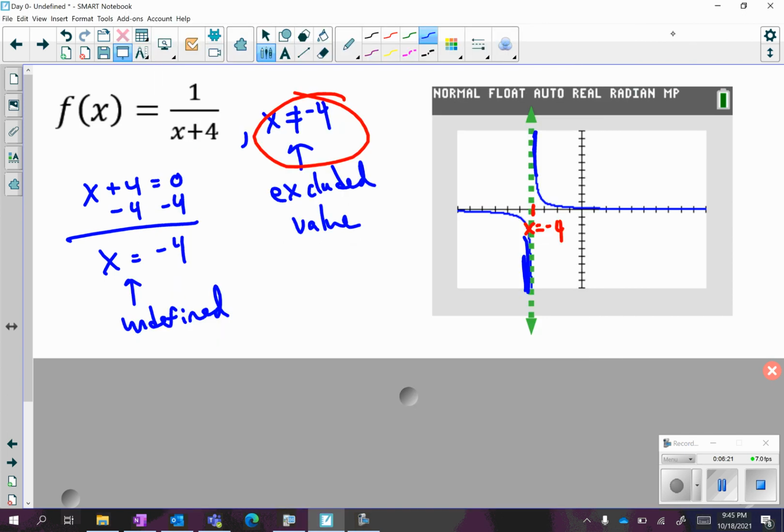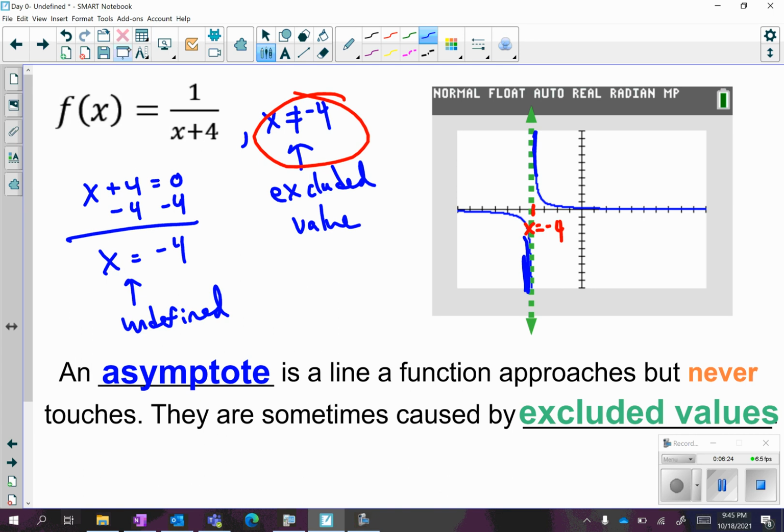So you can copy your notes. An asymptote is a line a function approaches but never actually touches. They are sometimes caused by excluded values. Keep in mind the line, that green dashed line, is hidden.